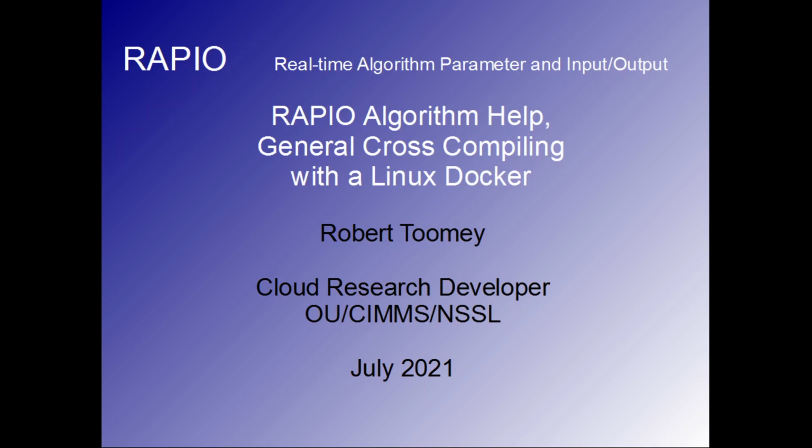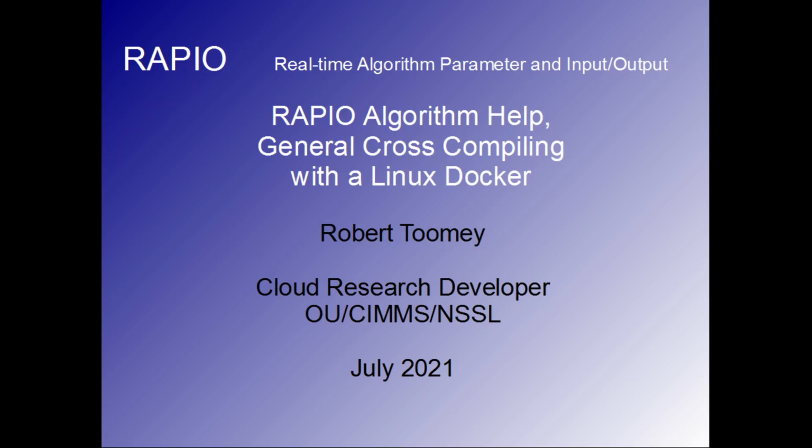This is meant for developers at the National Severe Storms Lab or outsiders wanting to make a RAPIO algorithm or other MRMS weather algorithm, but the techniques here can be used for your own code and projects where you might want to use a cross-compiling Docker. I'll cover some of the issues I ran into and how I've gotten things working, at least for me.